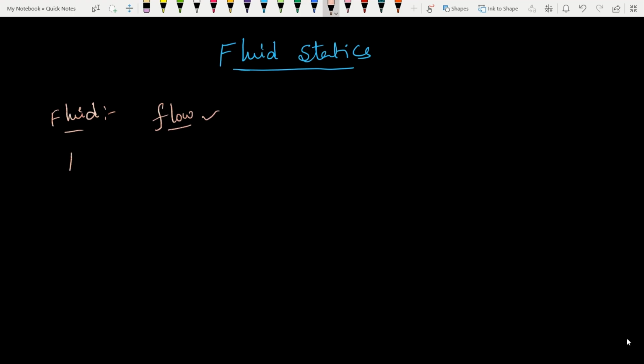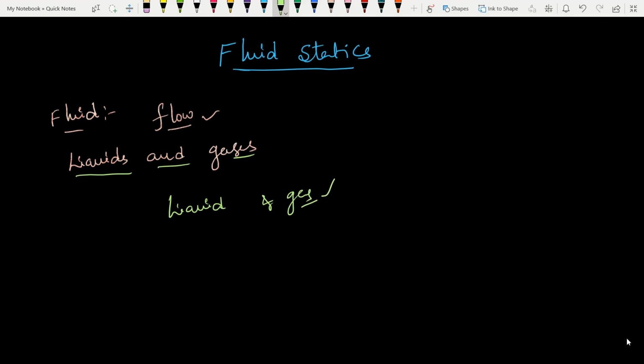Examples are liquids and gases. So these are examples of fluid. The difference between liquids and gases is that liquid cannot be compressed, but gas can be compressed. So that is the difference between liquid and gas.